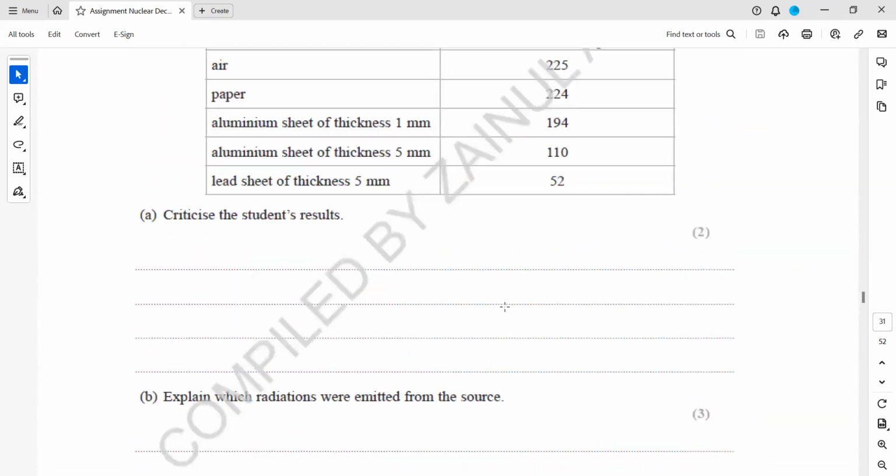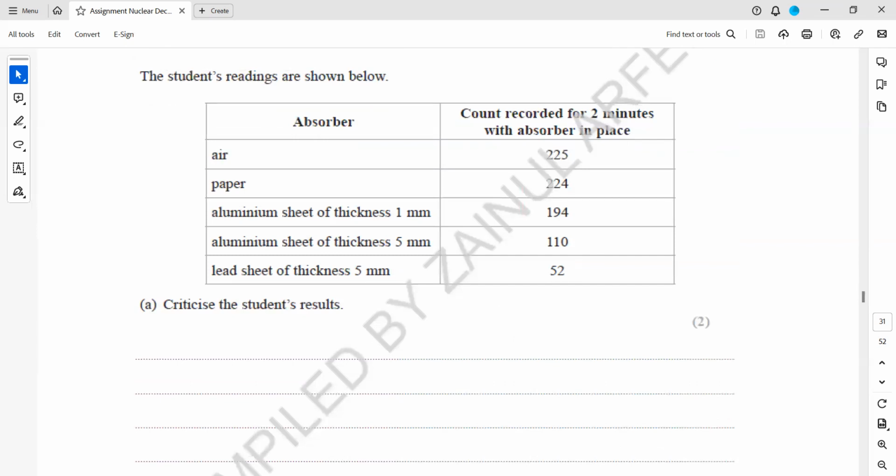Explain which radiations were emitted from the source. So how can we identify which radiations are emitted from the source? First thing, when there is air and paper, there is no significant change. So it means there is no alpha. With 1 millimeter and 5 millimeter aluminum, there is a significant change, so it means there is beta. And when he places a lead sheet, the counts again change significantly. Otherwise, it should remain 100. But what happened? The counts have a significant change there. So what does this give an idea of with the lead sheet? There is gamma as well.